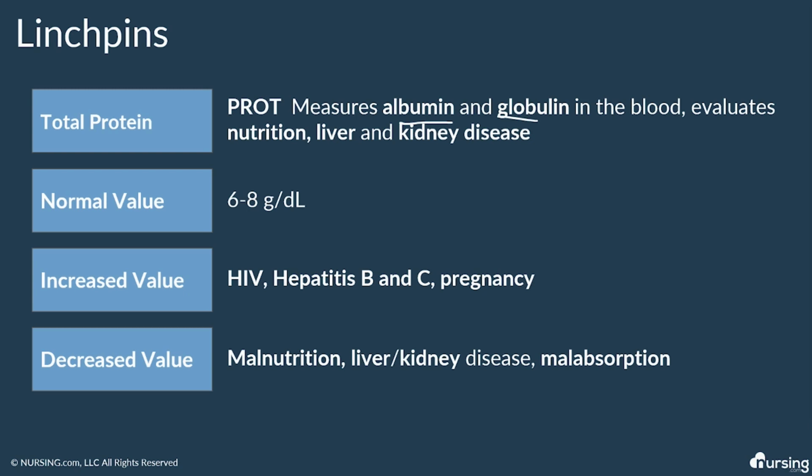Linchpins for this lesson are that the protein lab PROT measures for albumin and globulin in the blood. It helps us to evaluate nutritional status and liver and kidney disease. Normal values will be between 6 and 8 grams per deciliter, and we'll see it increased in the case of viral infections like HIV or hepatitis B and C, and also during pregnancy. Can you imagine the amount of production and building that happens during pregnancy? Lots of protein. It will be decreased in cases of malnutrition in the face of kidney and liver disease and malabsorptive disorders in the gut.